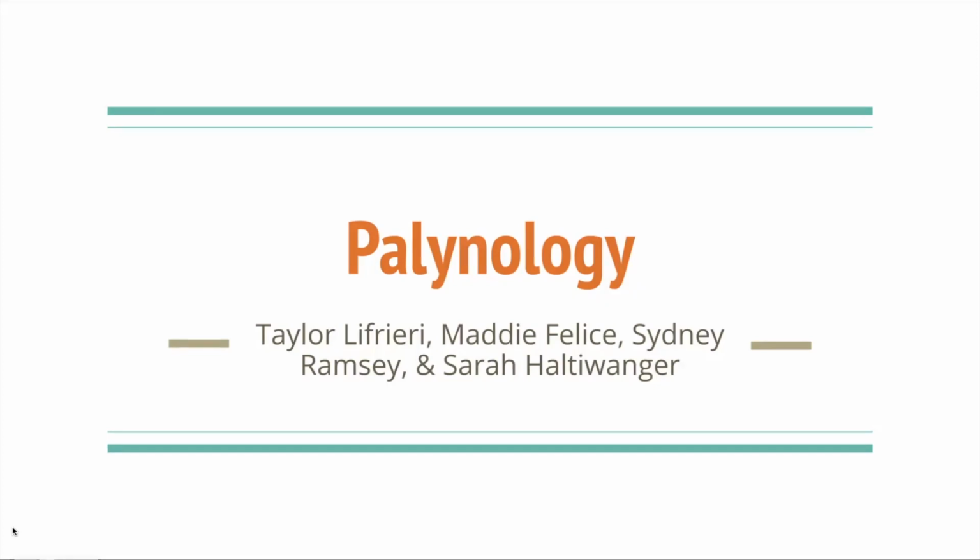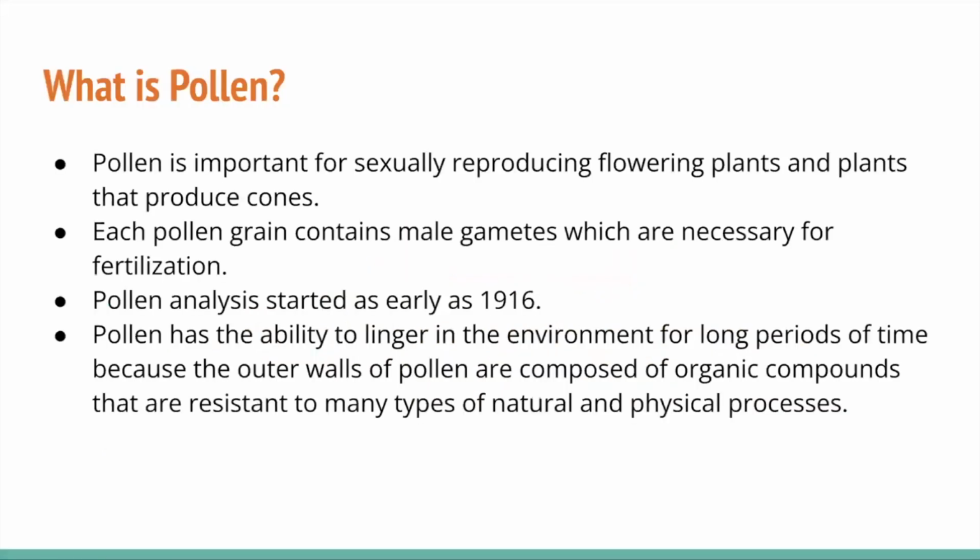So I first just wanted to open up by saying our case studies on pollen and how pollen can help investigators determine a suspect in a case. Pollen is essential for sexually reproducing flowering plants and plants that produce cones. Pollen are microscopic particles produced in the anther of seed-producing plants and transferred to the stigma of related female plants. Each pollen grain contains male gametes, which are necessary for fertilization.